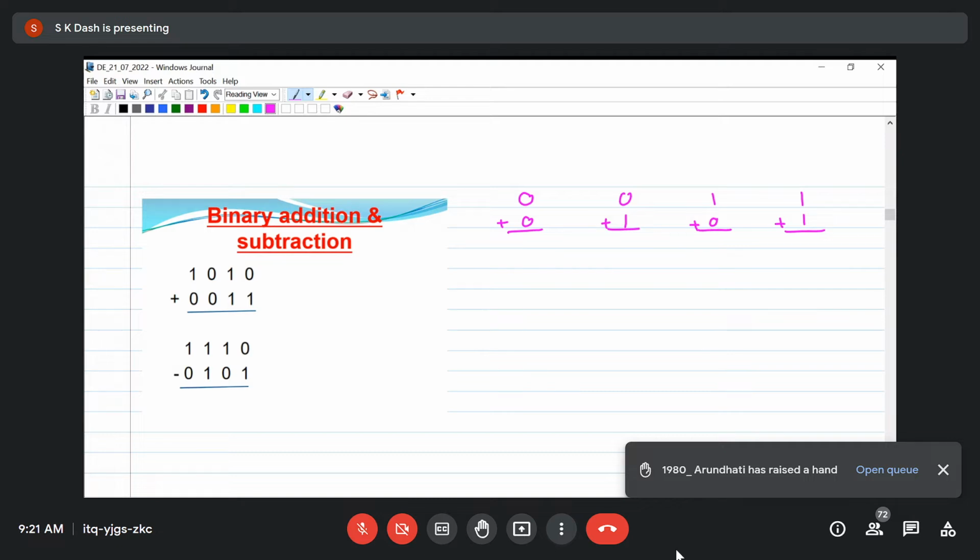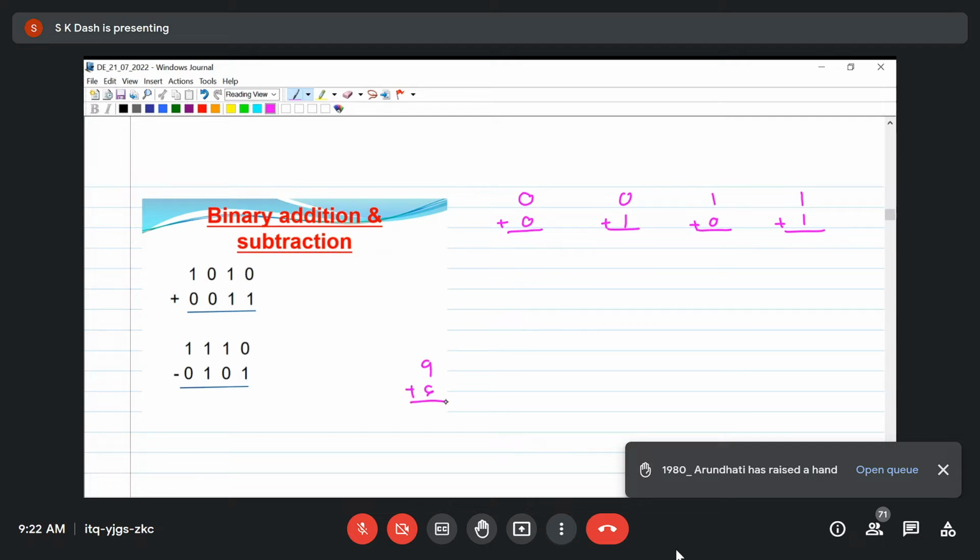Only four possibilities. Okay. So if I add 0 with 0, what will be the output? 0. Okay. Anyone else? Think a little bit and tell. First of all, how many outputs do we get when we add? Normally, in decimal also, if you add two digits, how many outputs will you get? Think a little bit. Suppose you add two 1-digit numbers, 9 and 6. What will be the result?